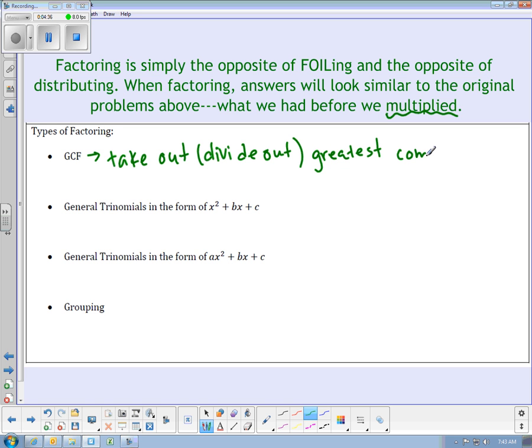And that's kind of what we were doing in the factor puzzles. We were just looking for the GCF and dividing it out of both parts. Then we have trinomials. Trinomials have 3 terms. That's why they're called trinomials.